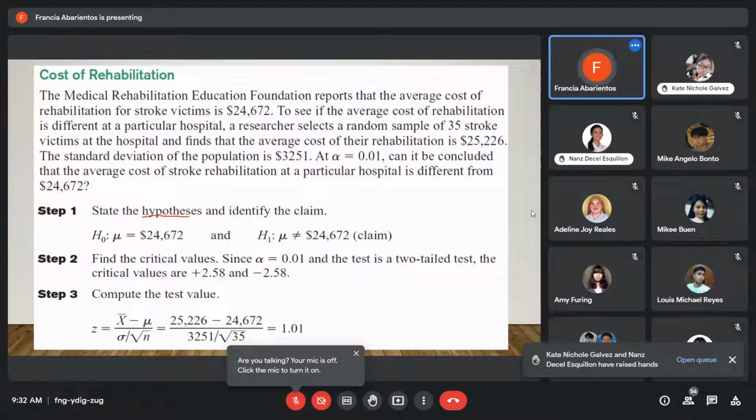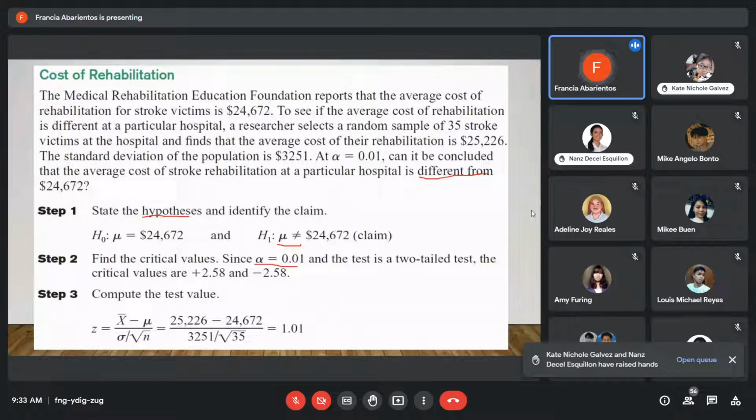Different from. Hindi niya sinabi. So, yung claim natin, that is not equal to 24,672. That is the average cost for the rehabilitation for stroke victims. So, finding the critical values, pupunta ulit kayo dun sa table since this is a two-tailed test.